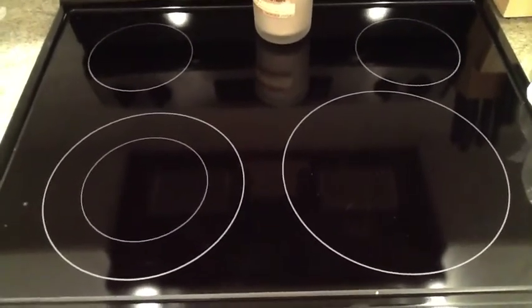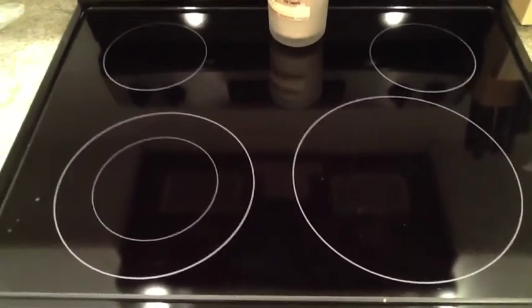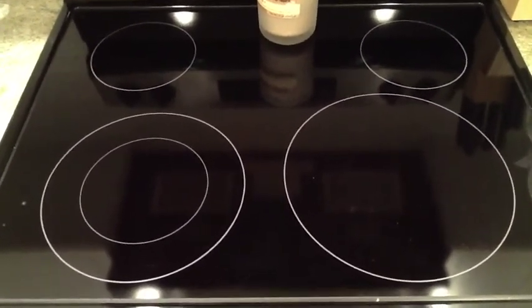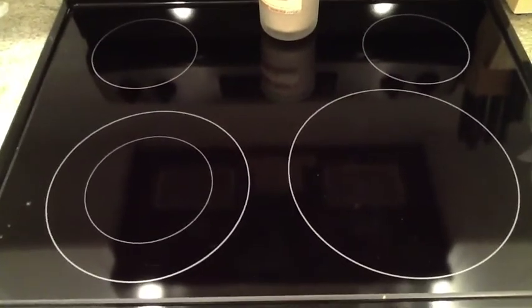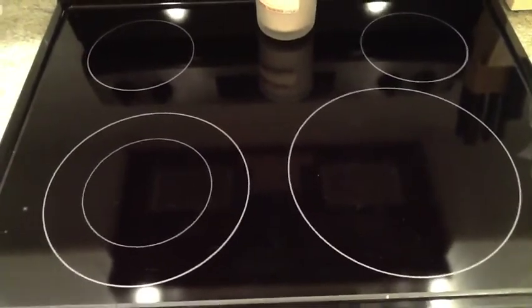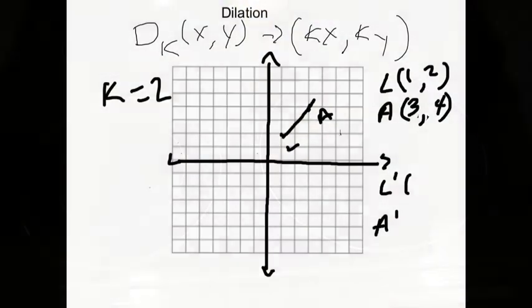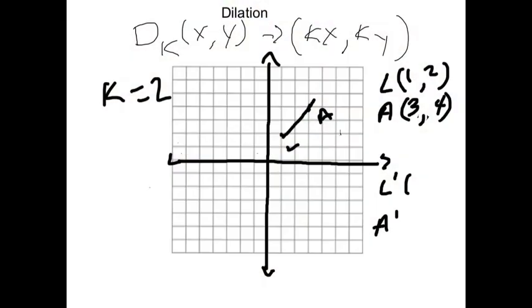The circles on the stove are all similar figures of each other, as are all dilations. If I start with an object and I dilate it by either enlarging it by a scale factor greater than 1 or reducing it by a scale factor between 0 and 1, I am creating similar figures of the object that I started with. When you dilate a figure, you are either enlarging or reducing that figure. So whether it's a line or a shape, you're going to enlarge it or reduce it based on the scale factor, which is represented by the letter K.